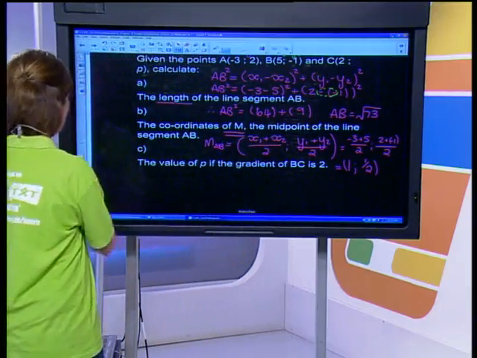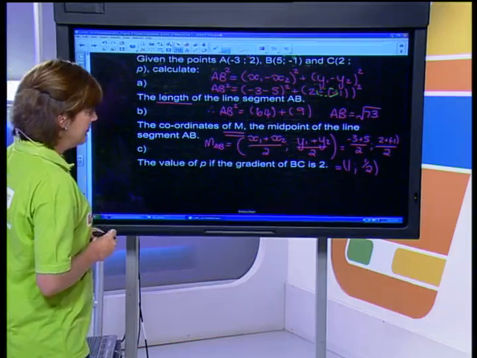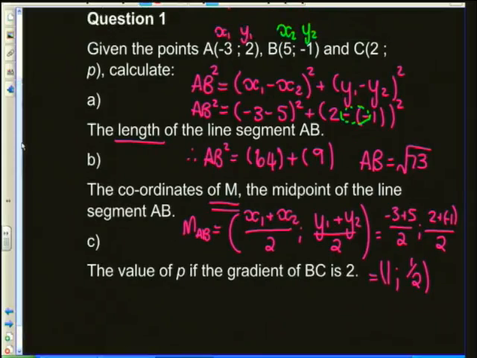All right, and the last one, calculate the value of P. Okay, so remember point P was over here. I'm going to put the P over there so it makes more sense. It's part of the coordinates of point C, okay? And they've said find the value of P if the gradient from B to C is 2. Okay, gradient, different formula, all right?